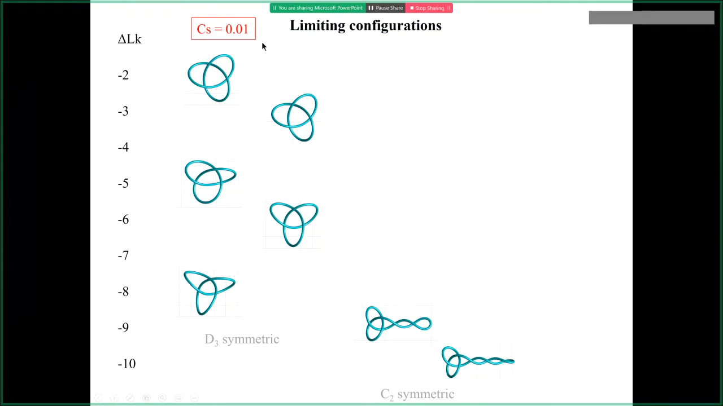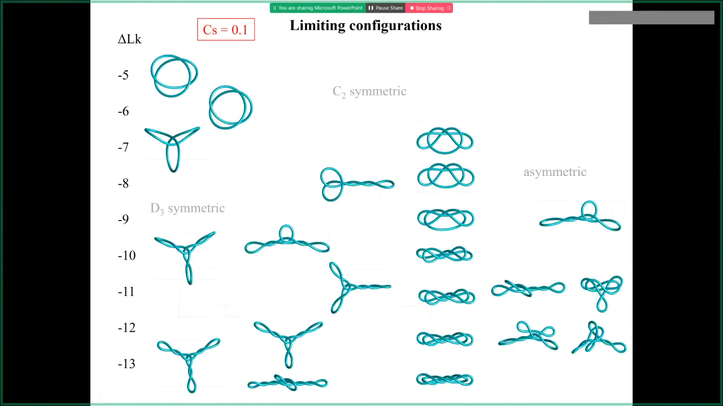Now, when you neutralize it more, then you have other types of configurations. Plectonemes with D3 symmetry. You have the plectonemes with symmetry breaking, C2 symmetry, and you have these pretzel-type configurations, which we haven't seen before. They can be twisted, and we also found some asymmetric configurations.